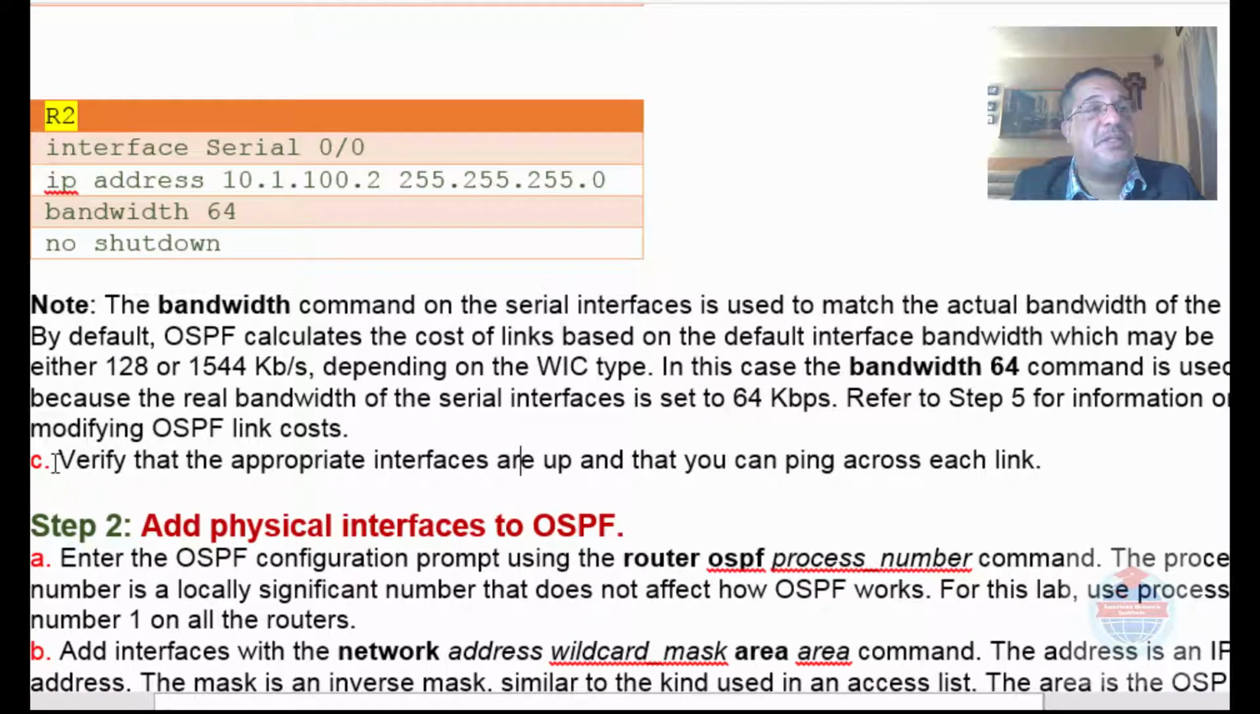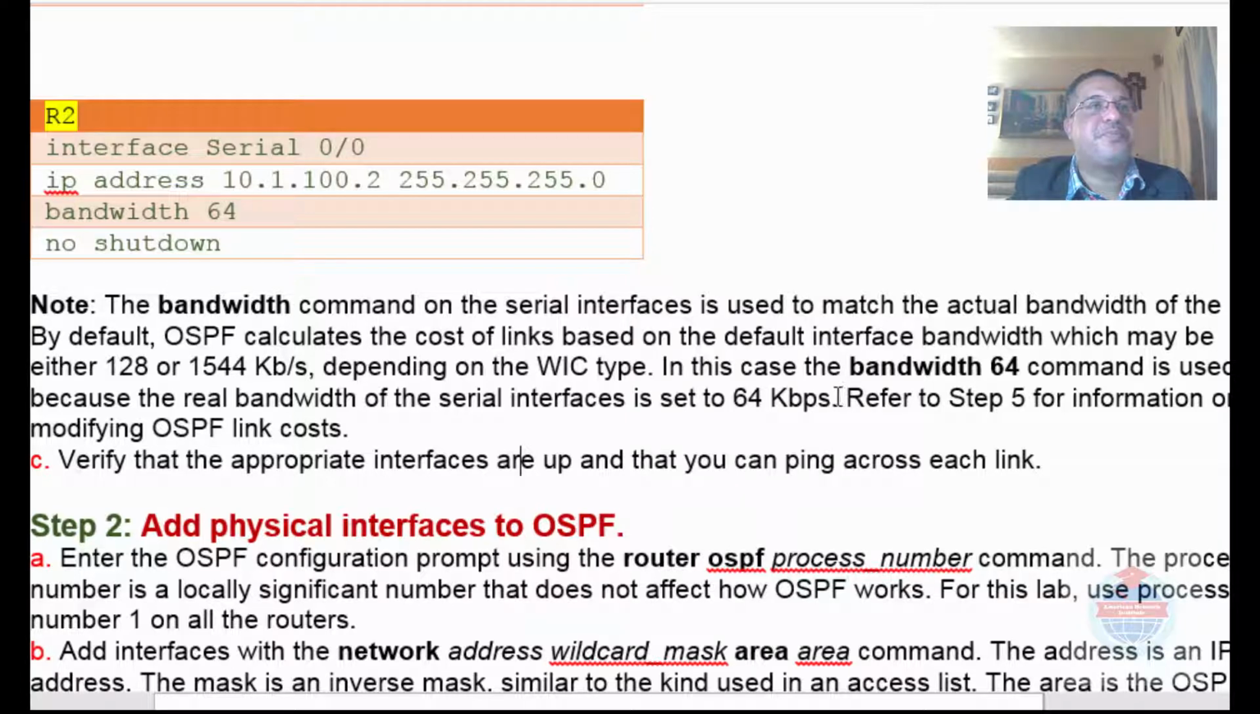And the next command is verify that the appropriate interfaces are up and you can ping across each link. Okay, let's check it out. We already checked that everything was up, as you remember, guys, when we were saying up. So we don't need to do that one more time. And we need to check if we can ping across each link.